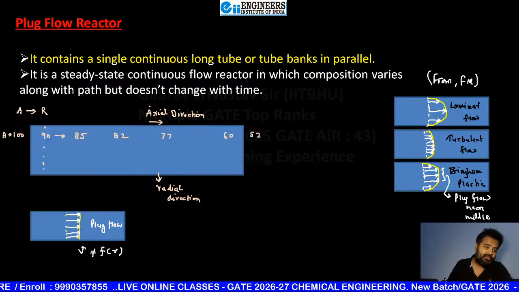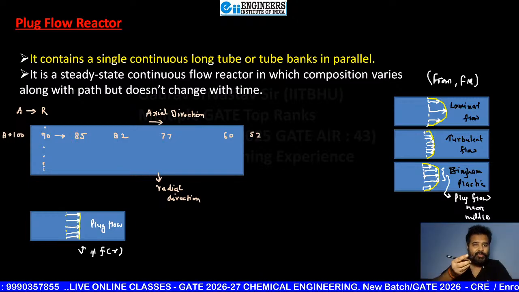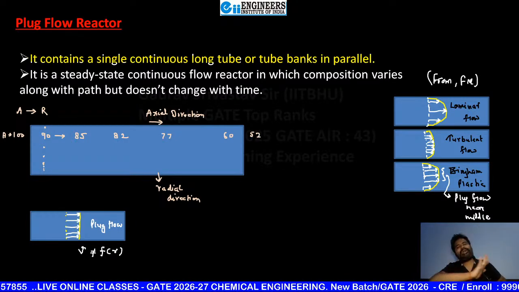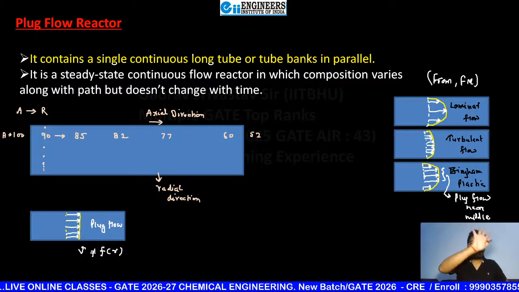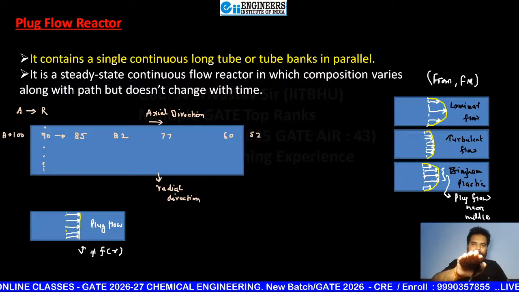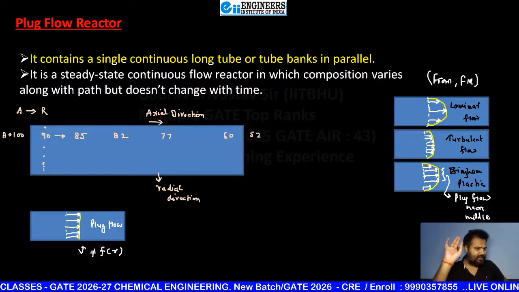See beta, here I am telling you 90, here also 90, here also 90. When is this possible? When radially you are mixing infinitely, that means the total maximum possible mixing is there. So radially there is no gradient present. Gradient is present only axially. Are you getting it, beta?